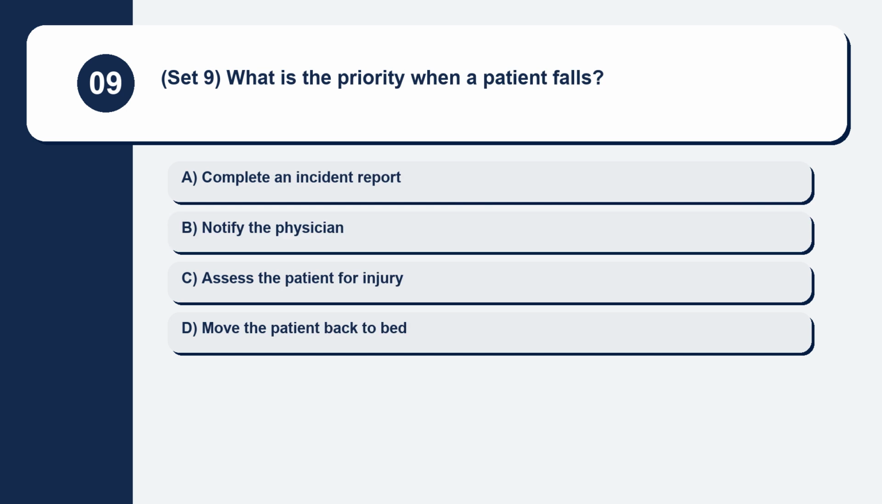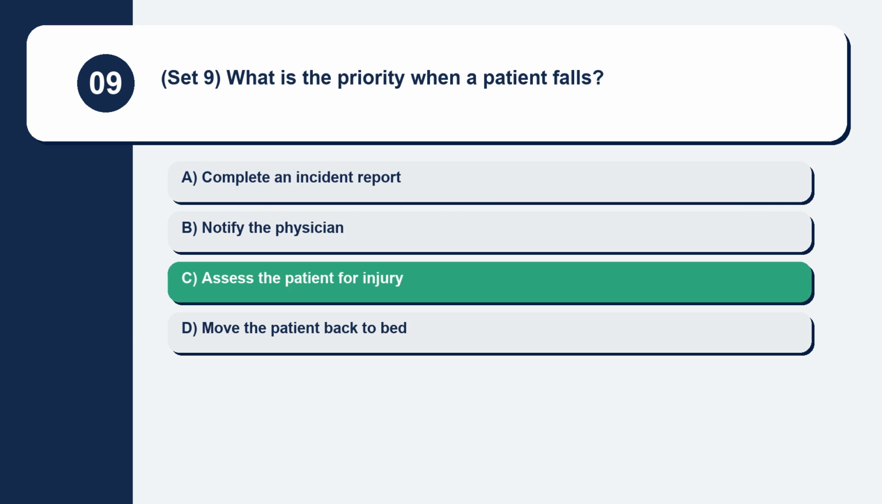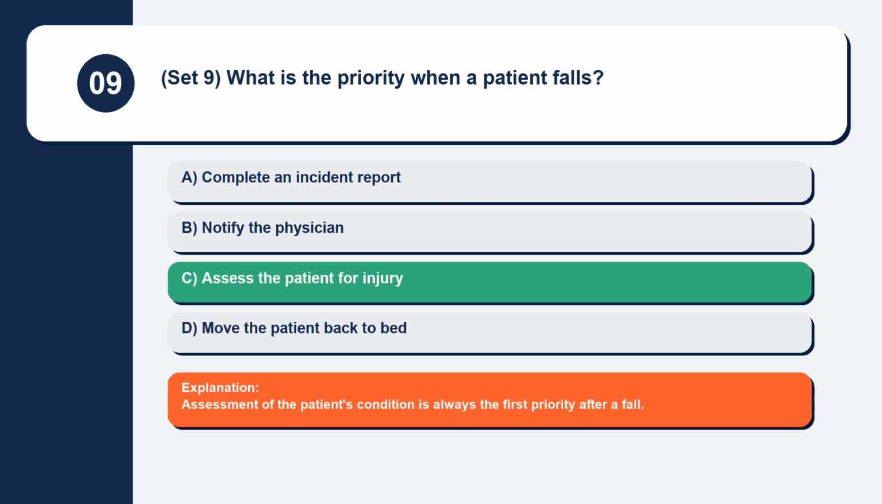Question 9. Set 9. What is the priority when a patient falls? Complete an incident report, notify the physician, assess the patient for injury, move the patient back to bed. Assessment of the patient's condition is always the first priority after a fall.